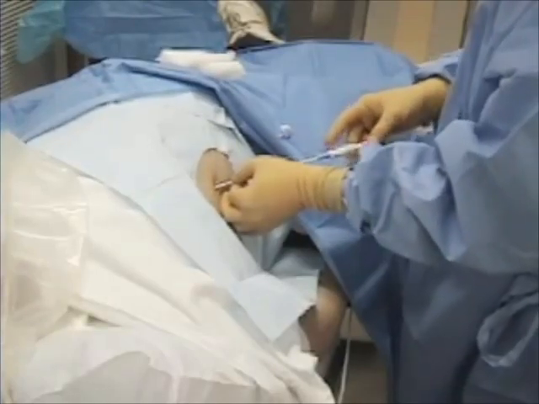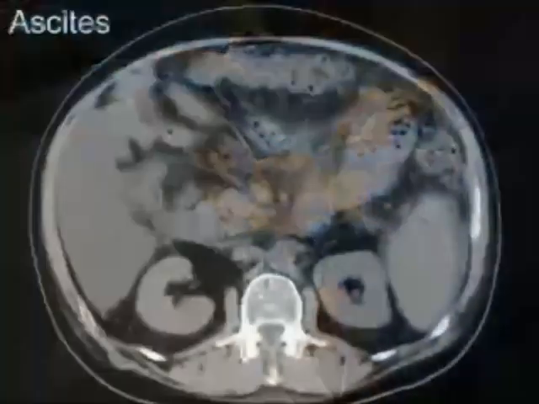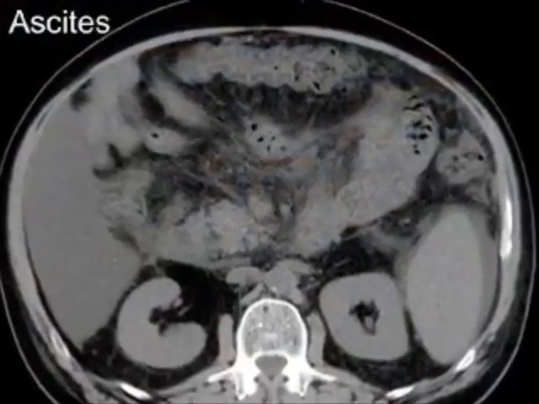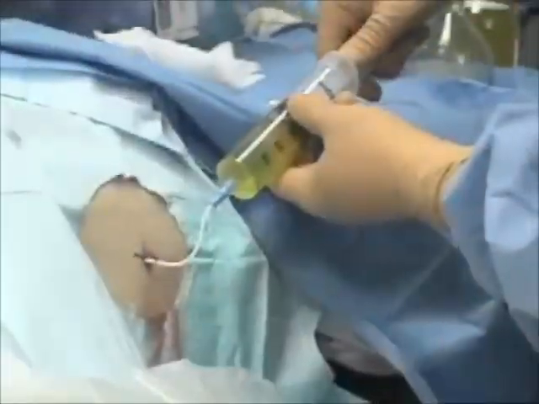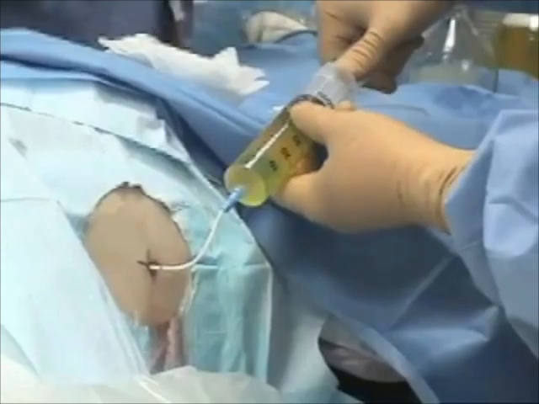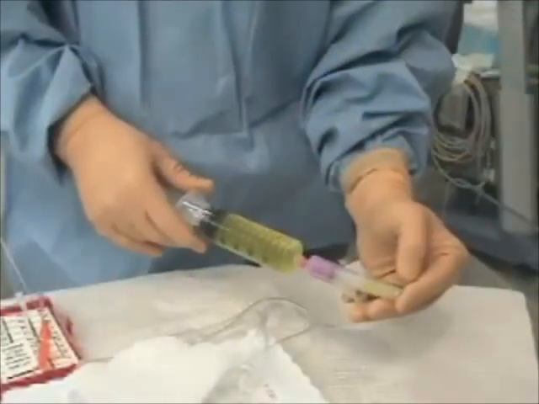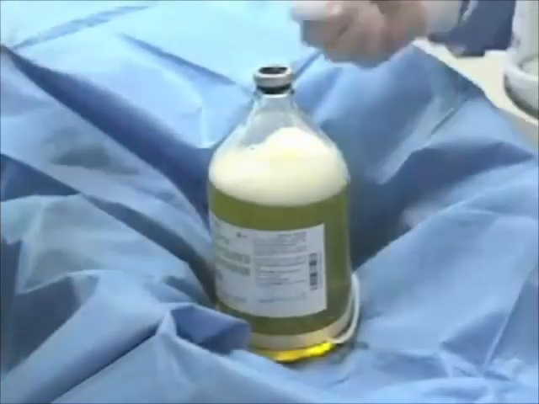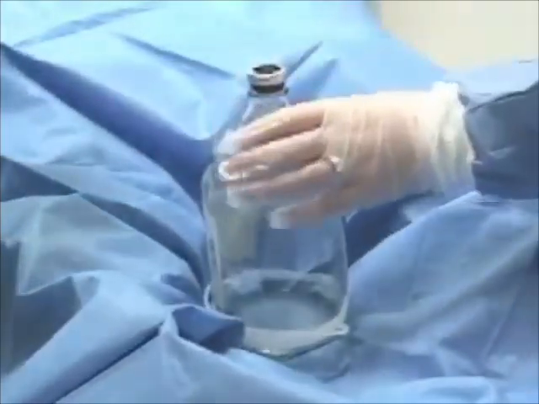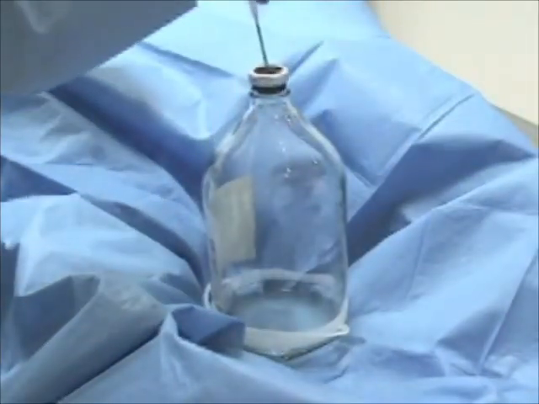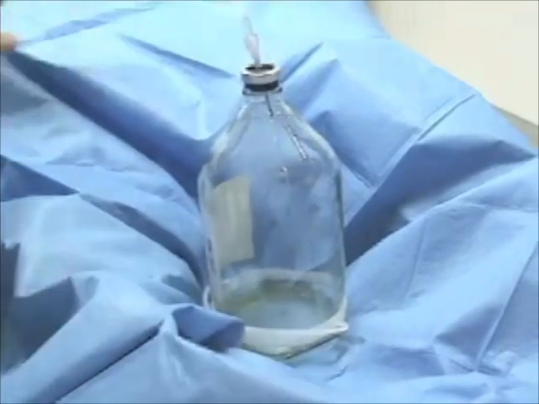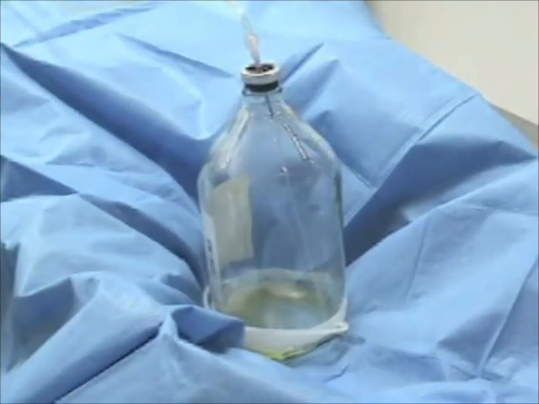Paracentesis is performed as a diagnostic procedure to establish the etiology of new-onset ascites or to rule out spontaneous bacterial peritonitis in patients with pre-existing ascites. Large volume paracentesis is performed in hemodynamically stable patients with tense or refractory ascites to alleviate discomfort or respiratory compromise.